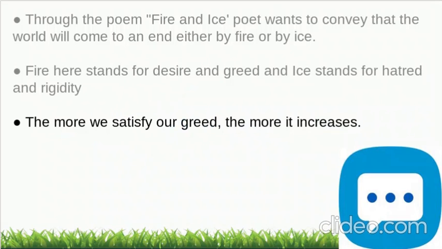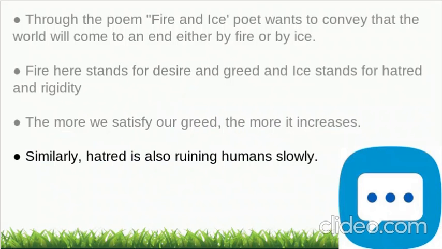Correct. The more we satisfy our greed, the more it increases. If you have a greed that I want 10 rupees, you got it, then you will have more greed. No, I want 15 also, then also got it. No, I want 20 also. The more the greediness is satisfied, the more and more it will keep on increasing. So similarly is hatred also. It is ruining humans slowly. When humans are hating each other for no reason, there is no social interaction. So that will also ruin human beings. So this is the main message the poem is trying to convey over here. That is Fire and Ice. Correct. So I hope, students, this poem is totally clear and all the poetic devices are done.